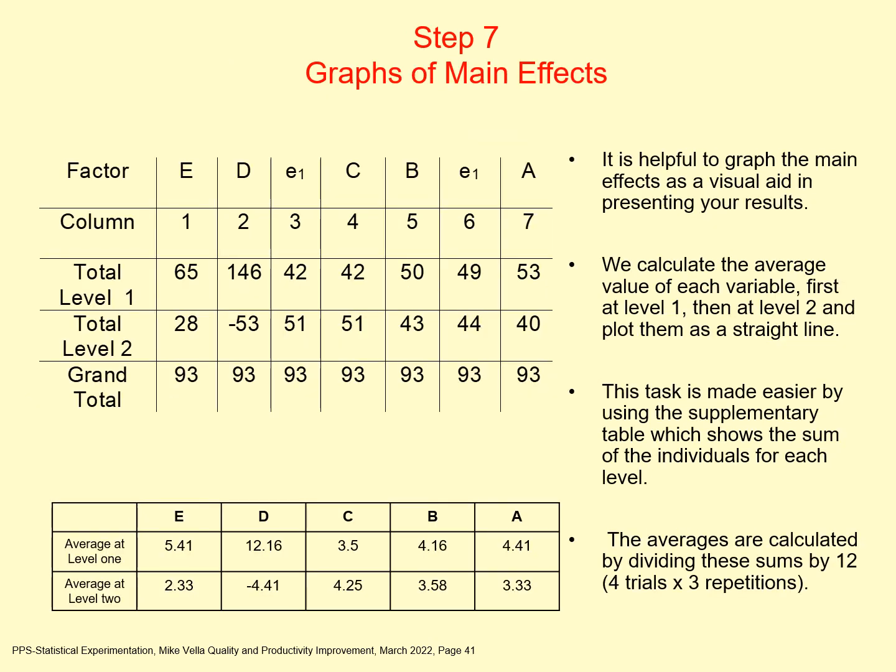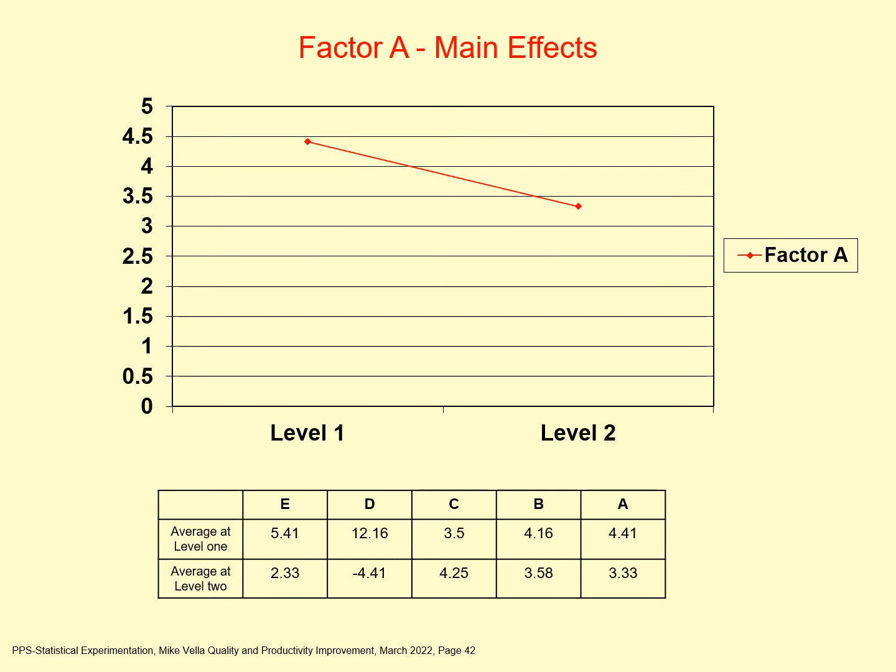So oftentimes in presentations, it's helpful to graph the main effects as a visual aid to present your results. We calculate the average of each value at level 1, and then at level 2, and plot them as a straight line. This task is made easier by using our supplementary table, which shows the sum of the individual at each level. The averages are calculated, of course, by dividing the sum by 12. That's 4 trials times 3 repetitions. And you can see the little table on the bottom, which then can create the main effects graphs if you choose to plot them. Here's an example of the main effects for factor A.